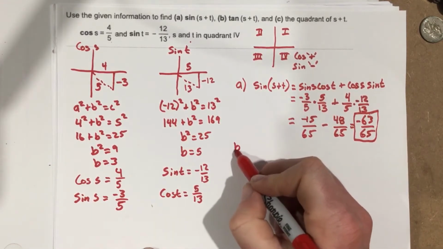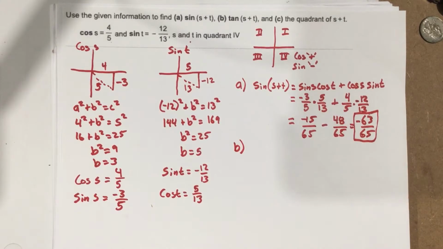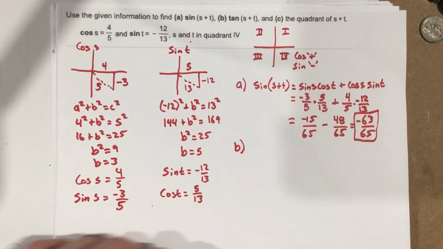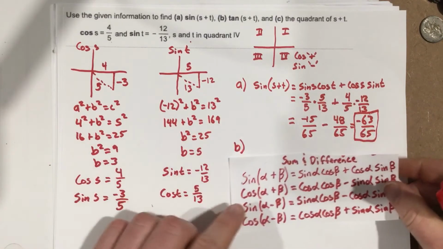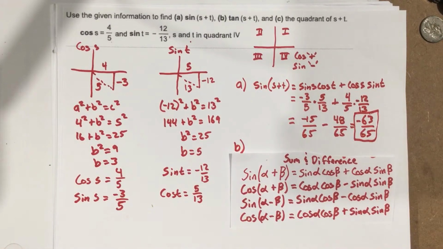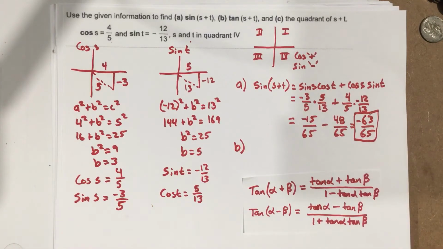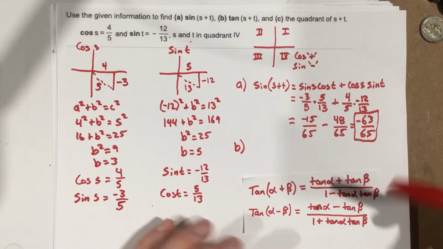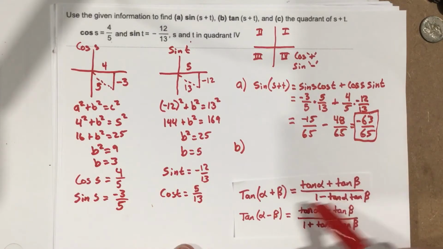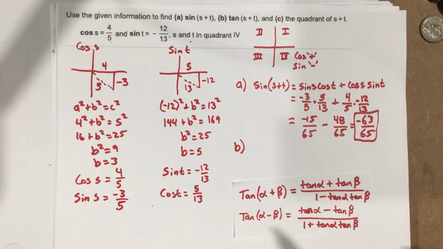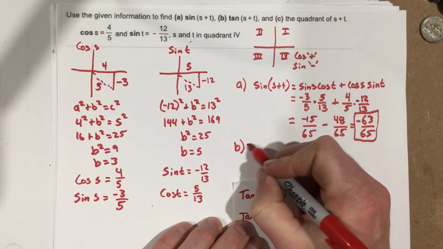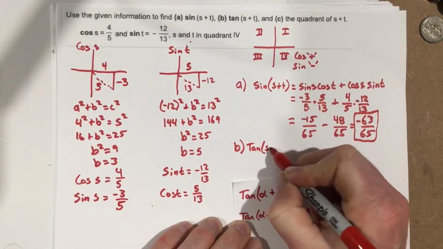Part B, now this is something that you haven't seen yet. They say tangent of s plus t. So I've been showing you the sum and difference formulas for sine and cosine, but I kind of skipped the tangent sum and difference formulas until now. Let's go ahead and pull those out. They're similar. But remember with tangent, we've got sine over cosine, so the tangents are going to be fractions. So they want us to find tan of s plus t.